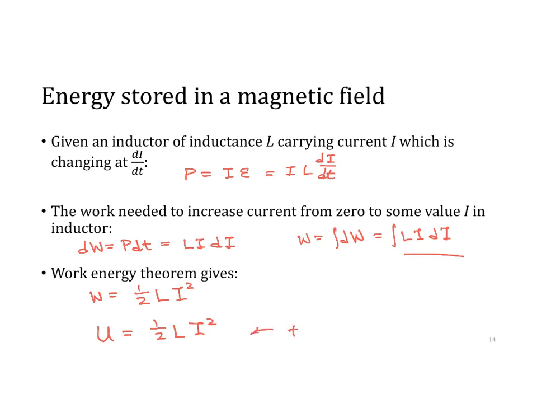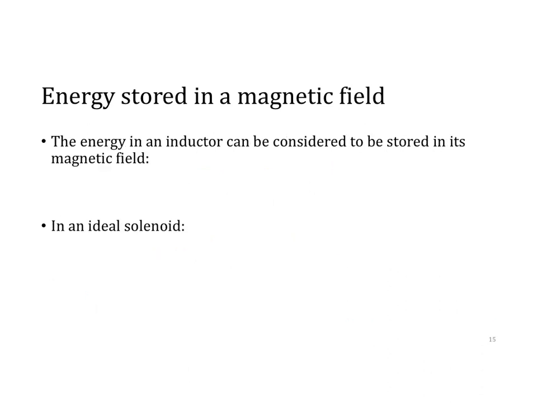If we take our potential energy to be 0 when our current is 0, this is our potential energy stored in an inductor. You can compare that to the potential energy stored in the electric field of a capacitor. That was 1/2 C times V squared, and you'll see that the form looks very similar. All right, so the energy in an inductor can be considered to be stored in its magnetic field, right? So we could say this energy is being stored by the creation of that magnetic field.